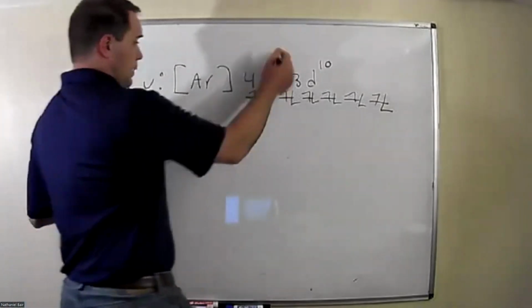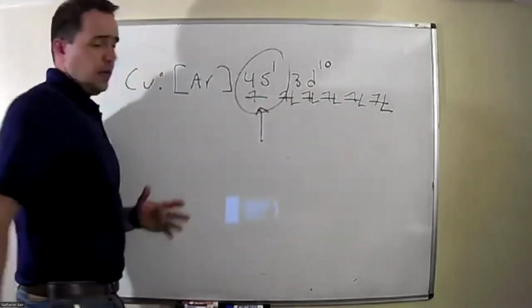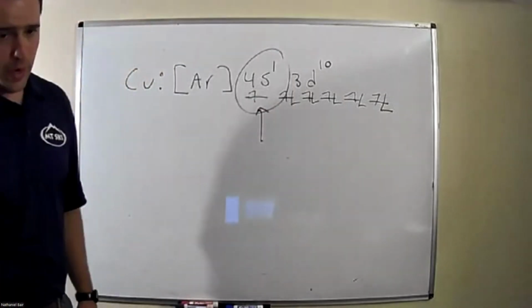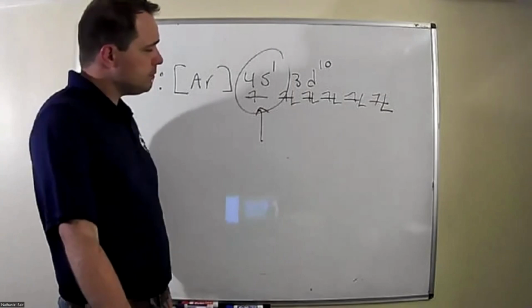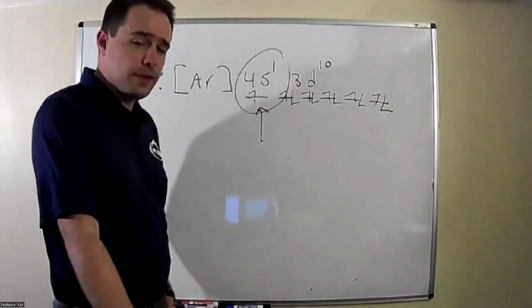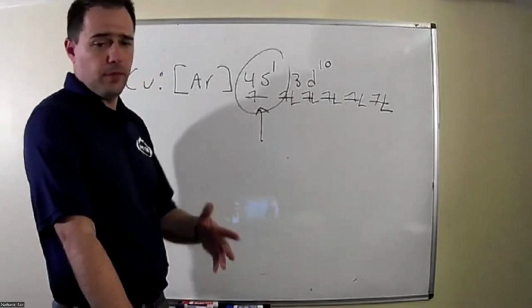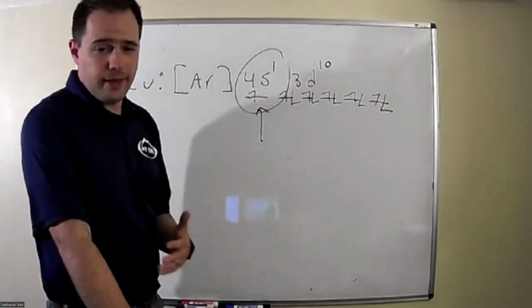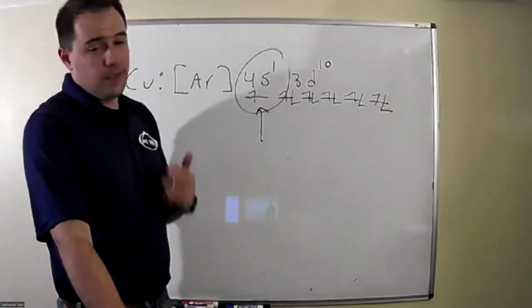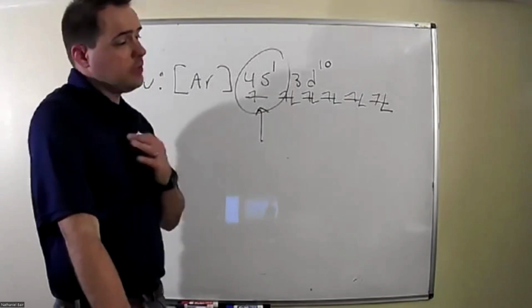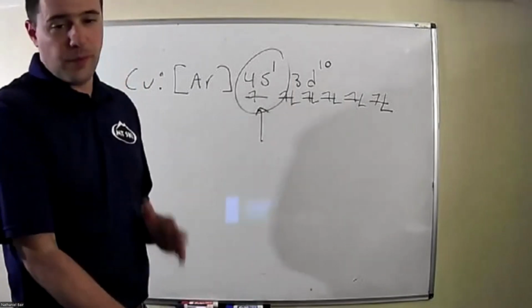So the question is, is copper paramagnetic or diamagnetic? The answer is it's paramagnetic. It's got one unpaired electron right there. It's a paramagnetic element, which means copper should have some degree of magnetic properties. But if you hold a magnet to a penny, it ain't gonna stick. Copper's magnetic properties are very, very, very low.